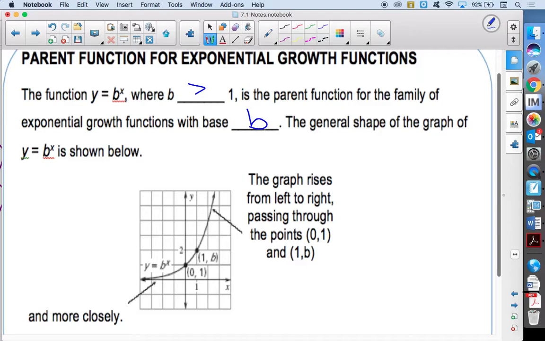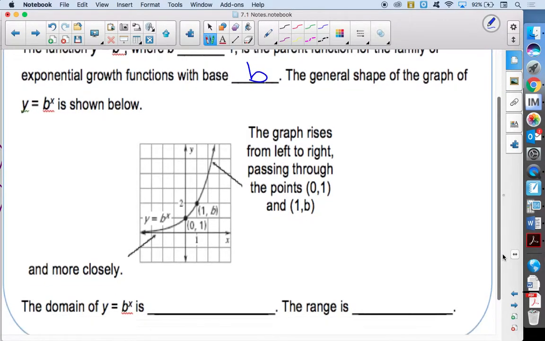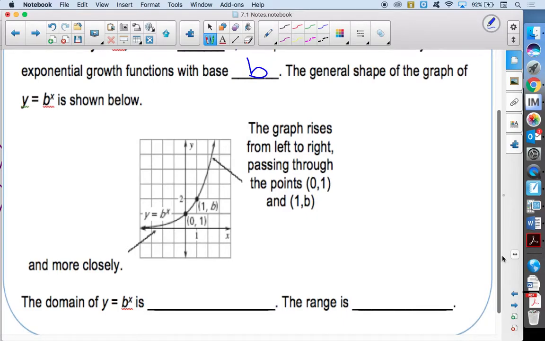So it says that the graph rises from left to right. So starting on the left side, looking to the right. That's how you read a book. That's how you read a graph. It's going up. That's why it's growing. So the graph starts and it grows.